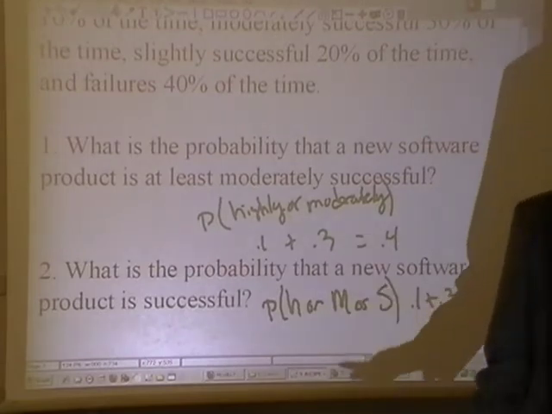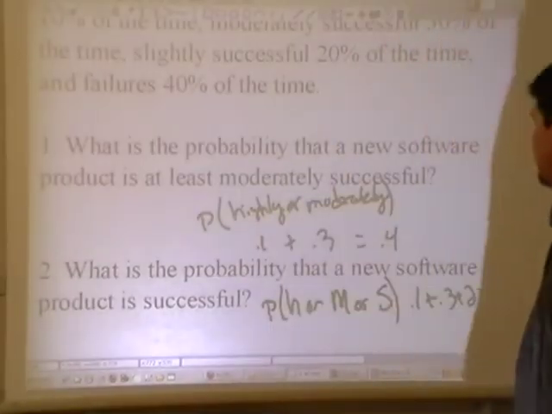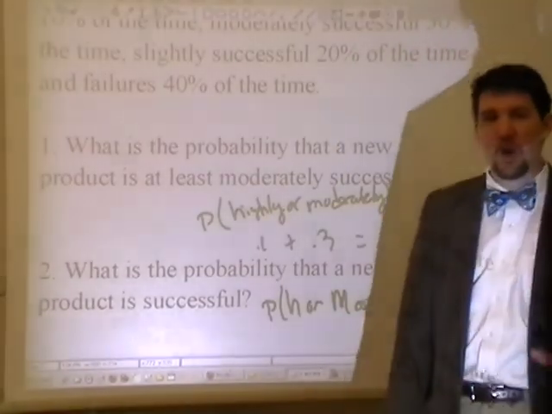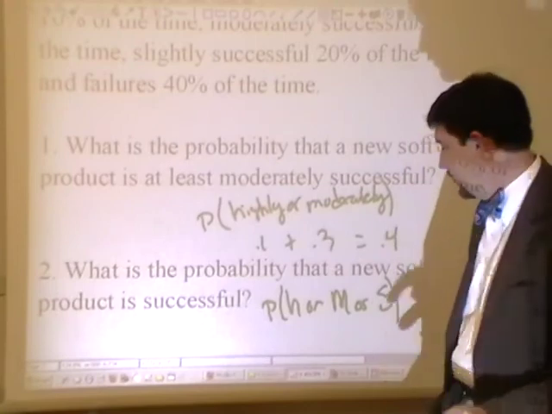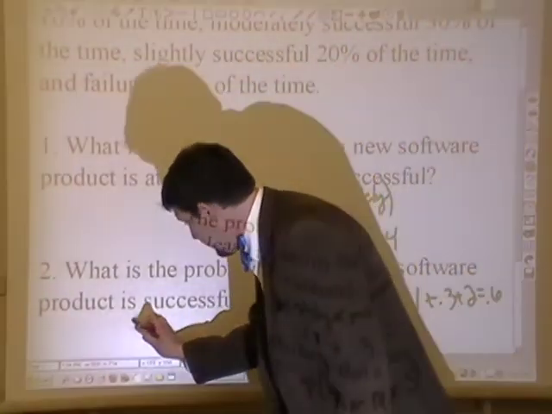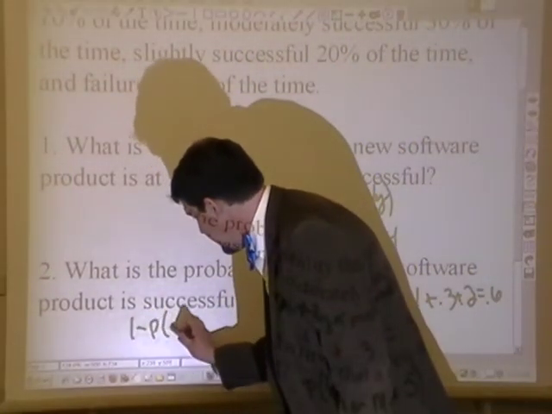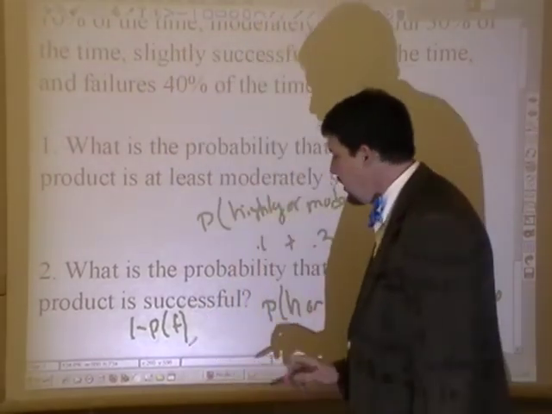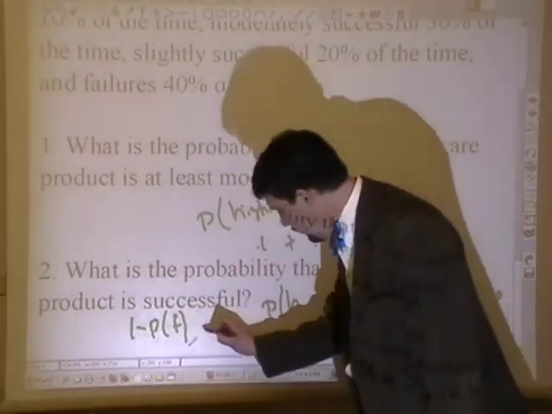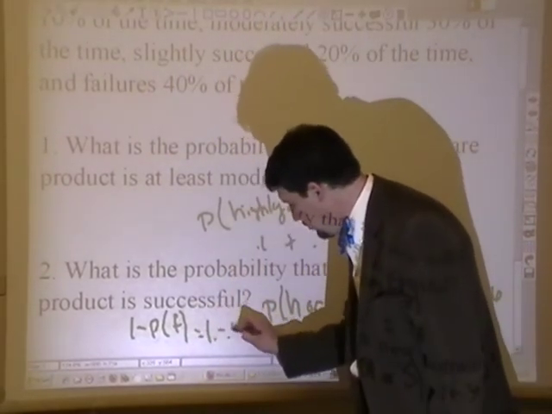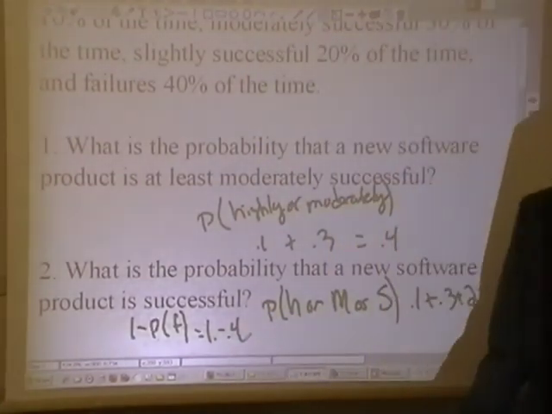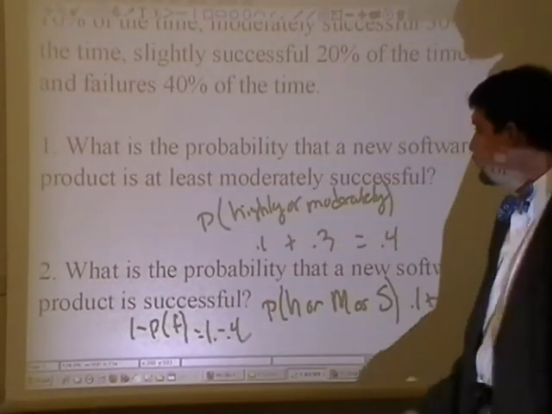But the other way I could look at this is saying, oh, if it's successful, that means that it is not a failure. So I could also look at this problem as being 1 minus the probability of it being a failure, and the probability of it being a failure is 0.4. So this could be 1 minus 0.4, which is 0.6. All right.